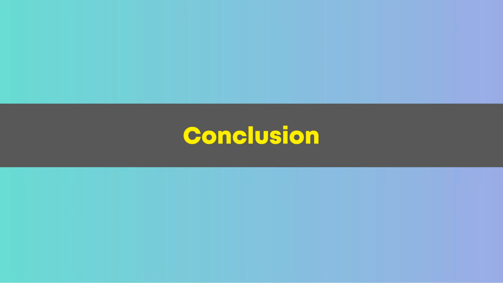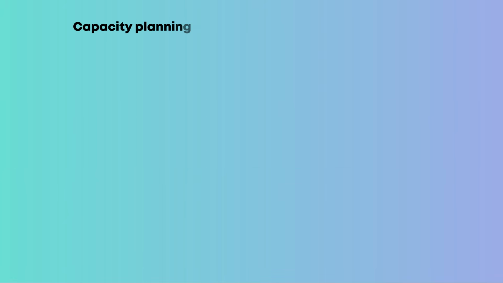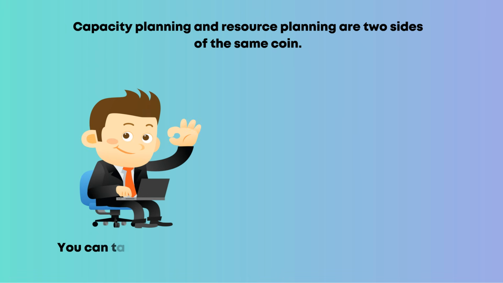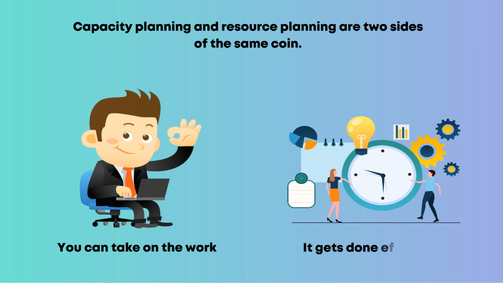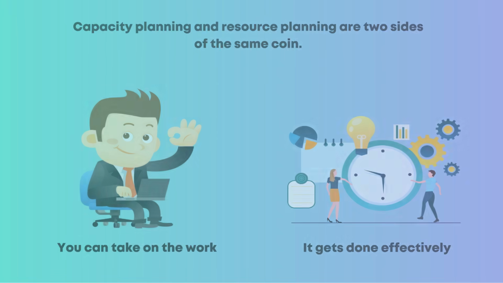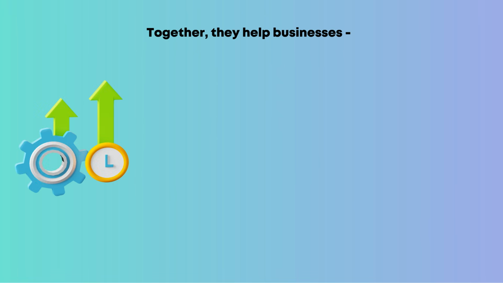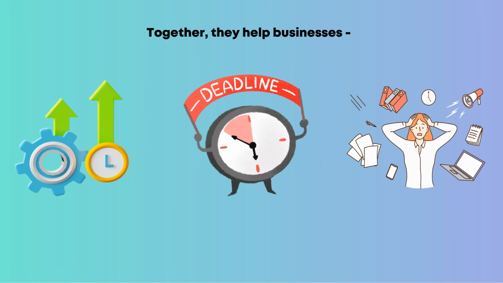Conclusion. Capacity planning and resource planning are two sides of the same coin. One ensures you can take on the work, the other ensures it gets done effectively. Together, they help businesses stay productive, meet deadlines, and avoid burnout.